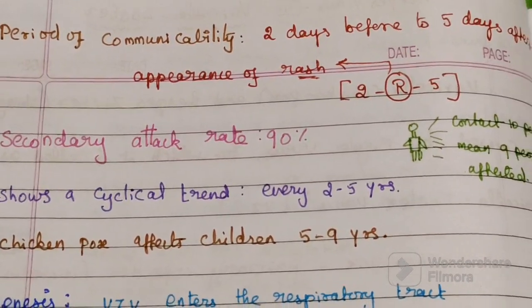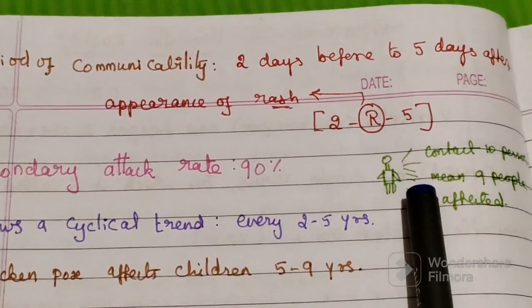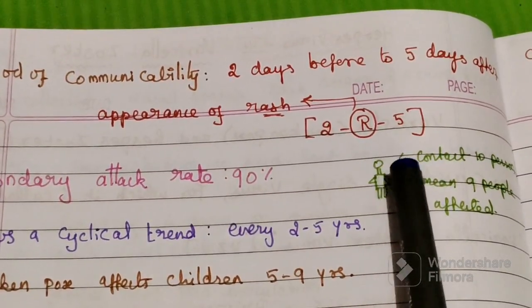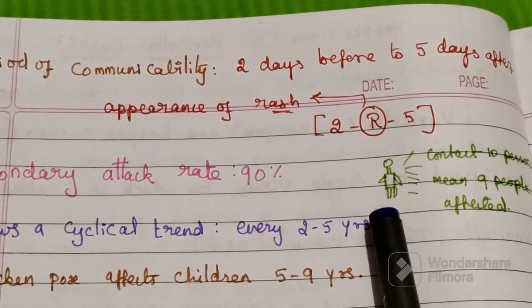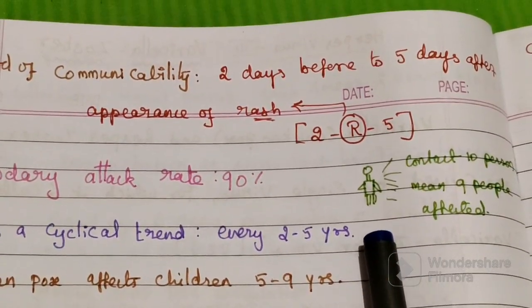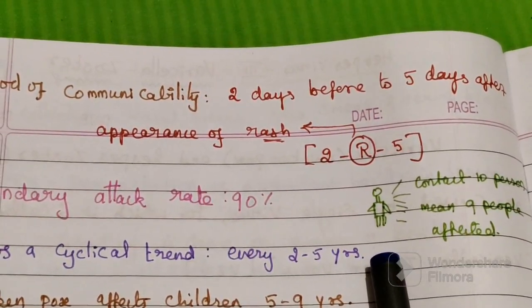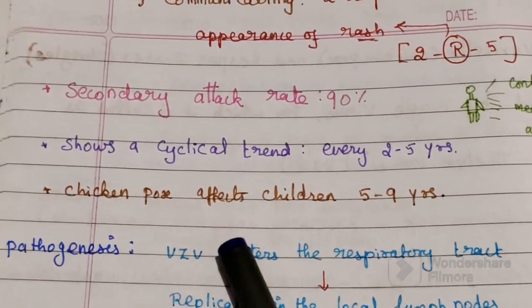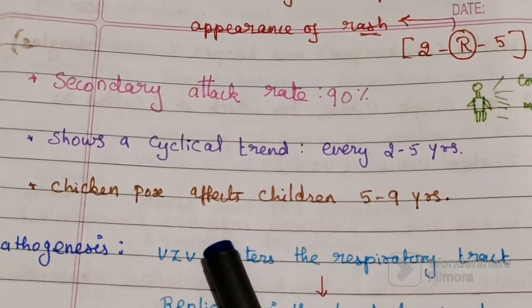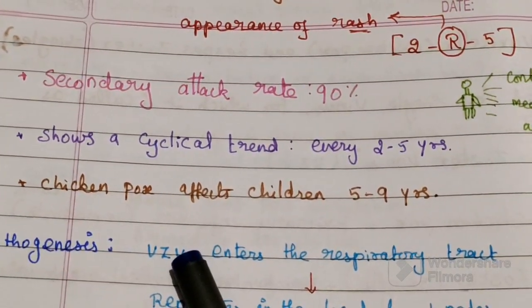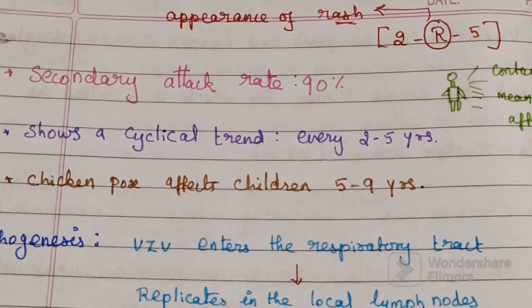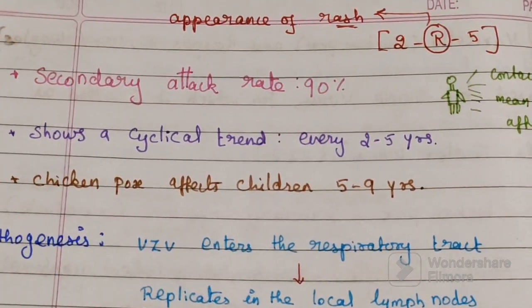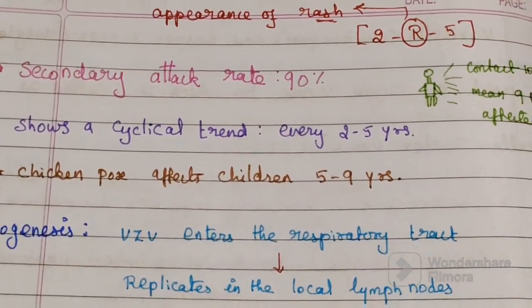Secondary attack rate is 90%. So if a person having chickenpox has contact with 10 different people, out of 10, 9 will be affected, that is 90%, and 1 is safe. It shows a cyclical trend every 2 to 5 years. Chickenpox usually affects children of the age group 5 to 9 years.